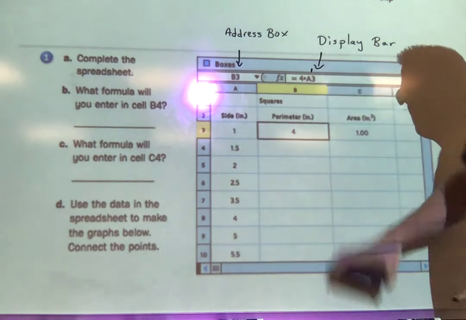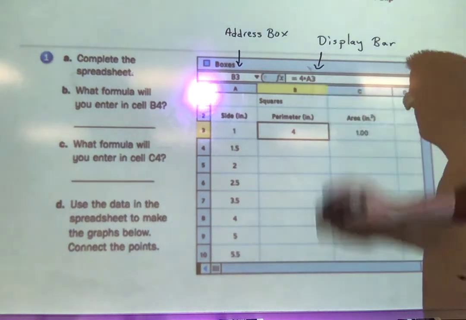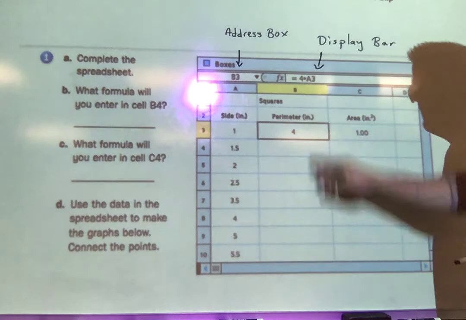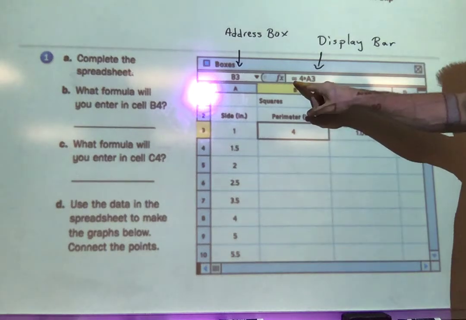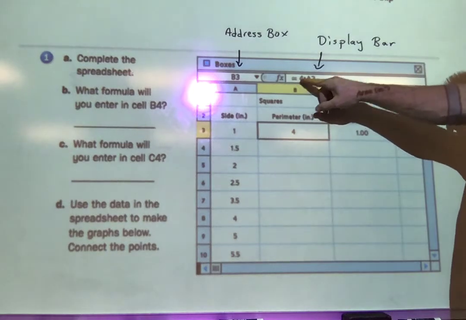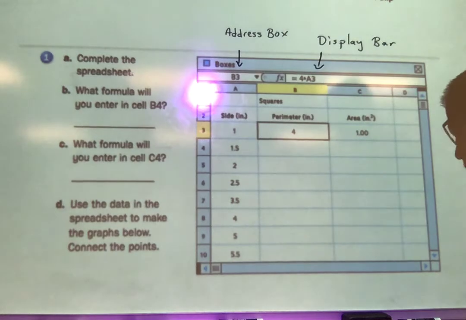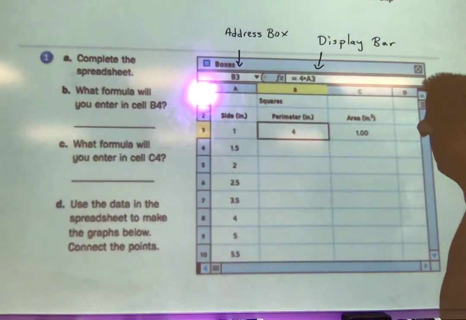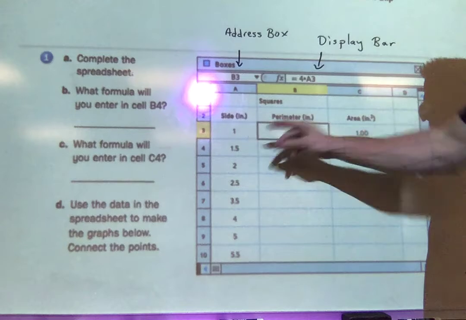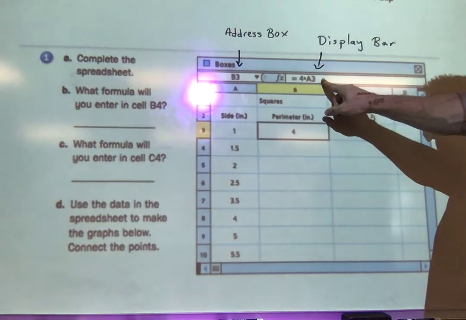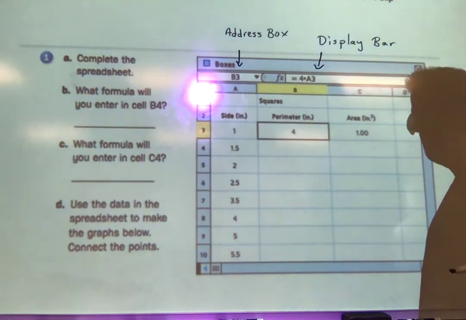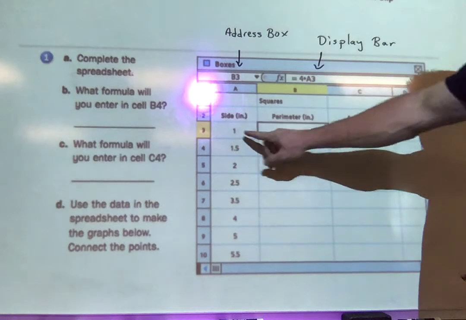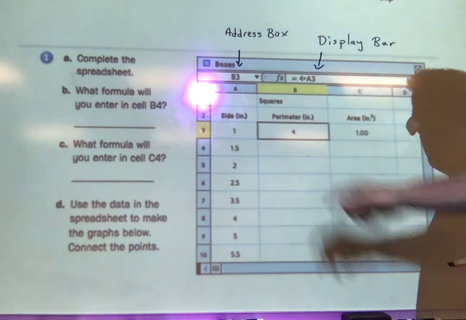But remember, when we program these, to tell the computer to calculate it for me, we have to always start with an equal sign in this display bar. And that tells it to calculate the formula that you put in there for you. So if I put a 1 in here, if we program it this way, it's automatically going to tell me its perimeter. 4 times whatever's in A3. So 4 times 1 is 4.